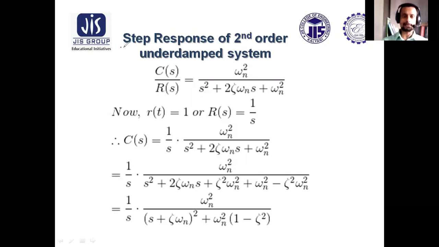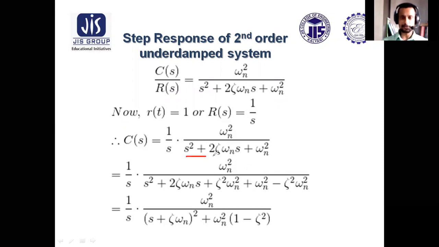Now as the response is to be obtained for a step input, R(t) equals 1, and consequently R(s) will be 1 by s. Now C(s) equals what? R(s) into this. So C(s) equals 1 by s into this, the entire transfer function, omega n square by this.